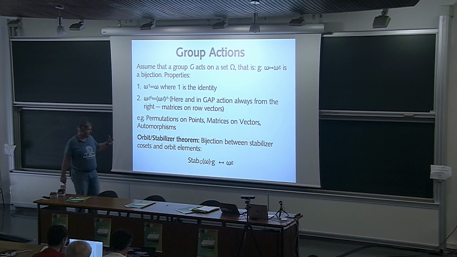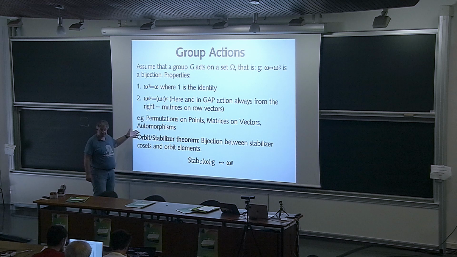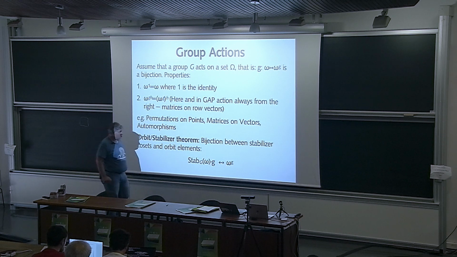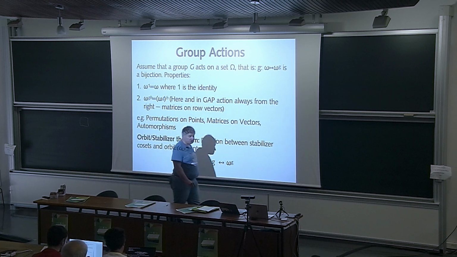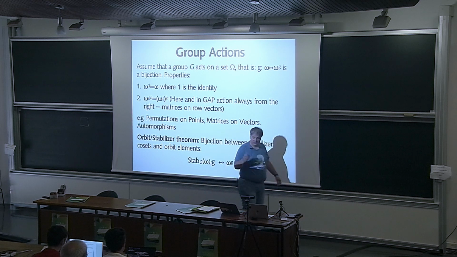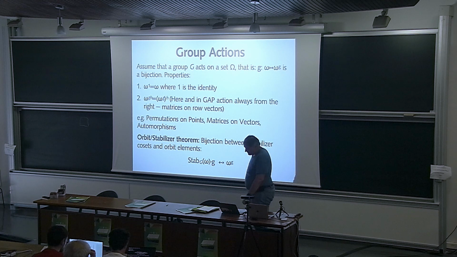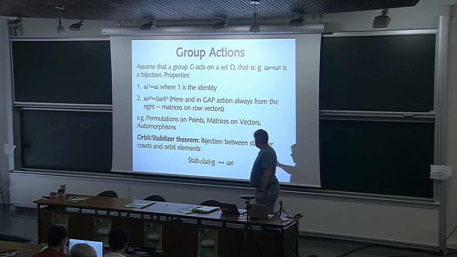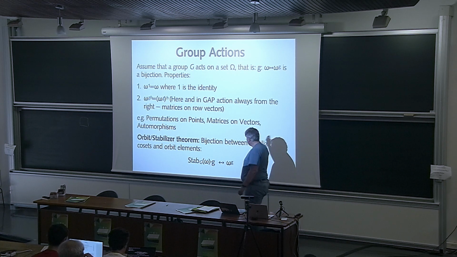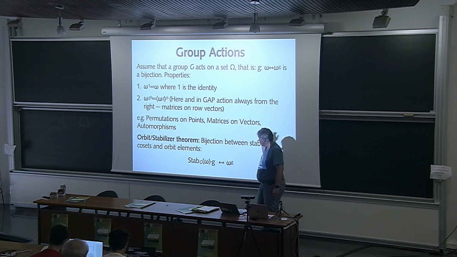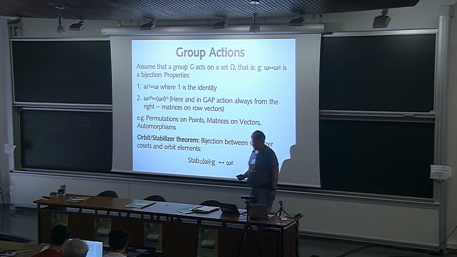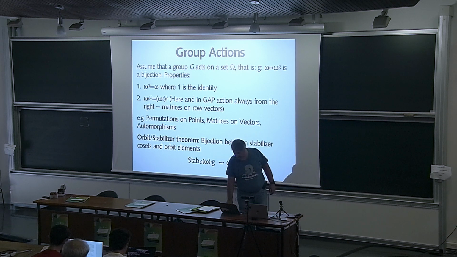And whenever we have a group action, there is the orbit stabilizer theorem, which tells us that there is a bijection between cosets of the stabilizer and elements of the orbit. And that's the first thing I want to do. I want to look at, if I have a group, I have a point, how can I find the orbit? And from that, how can I find the stabilizer?